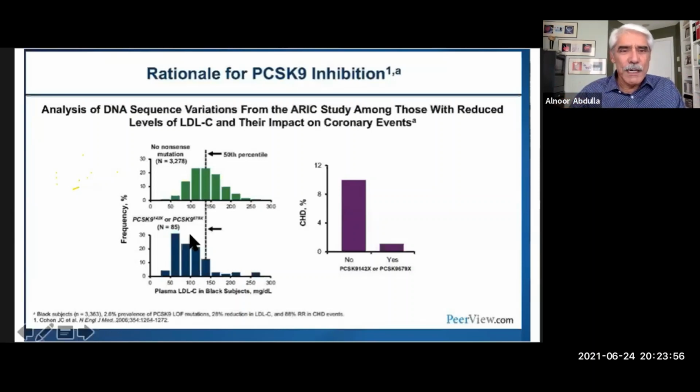Well, lo and behold, there are populations where the PCSK9 gene has these minor mutations, and these people have lower levels of LDL cholesterol from birth. And they have essentially no coronary heart disease. The reduction is close to 80–90% in these people.